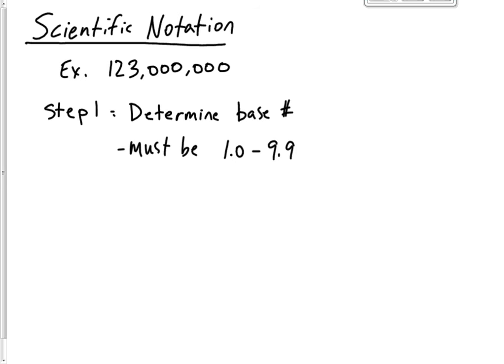So, step number two. Step number two is to determine the exponent. All right? Count the number of places from the old decimal to the new decimal.